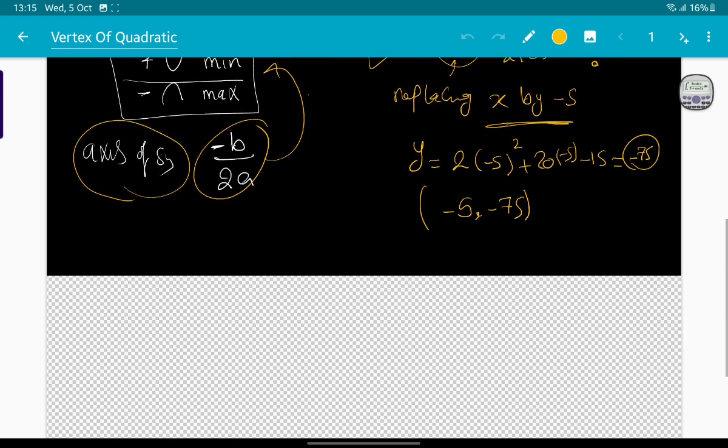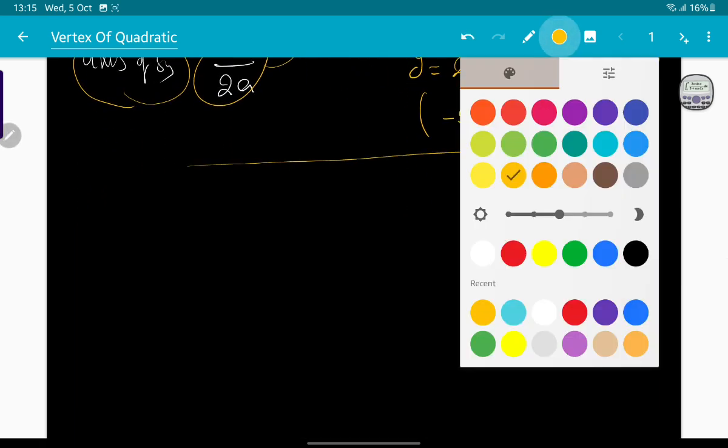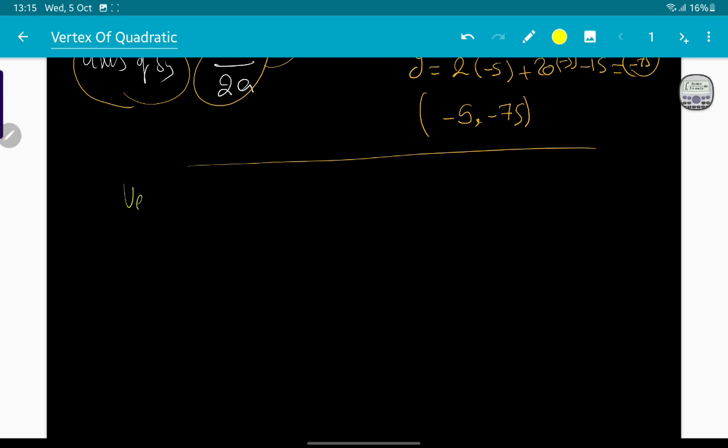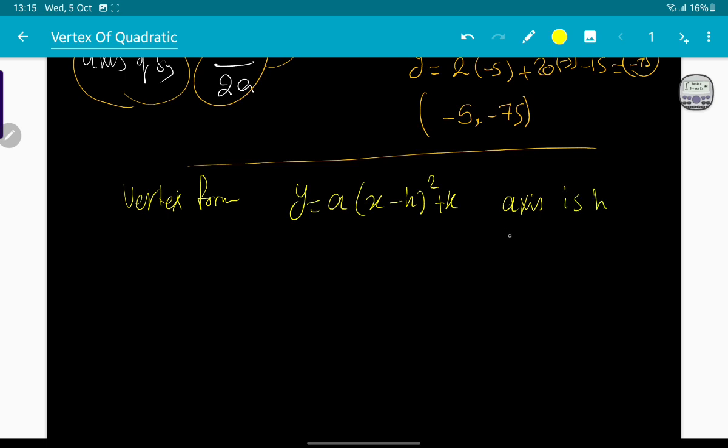Okay, this is the standard form. Next we have the vertex form. It takes the form y equals a(x minus h) squared plus k. The vertex here is always (h, k). So the axis of symmetry is h, and the minimum or the maximum is k. You need an example.